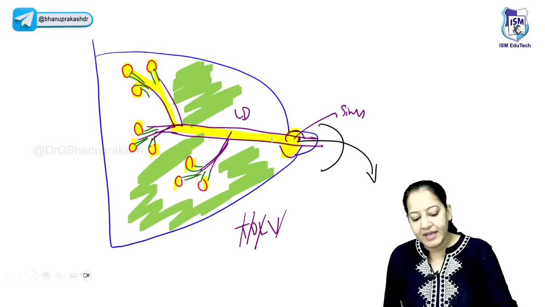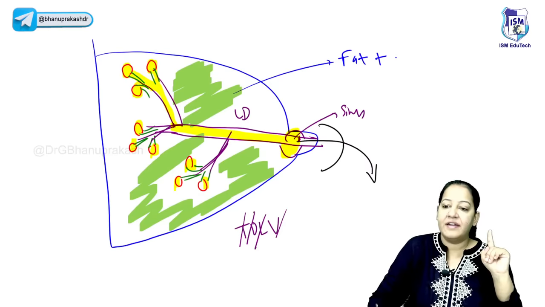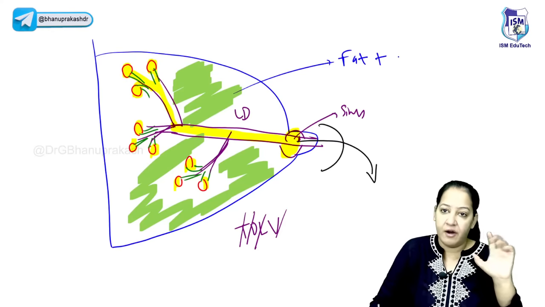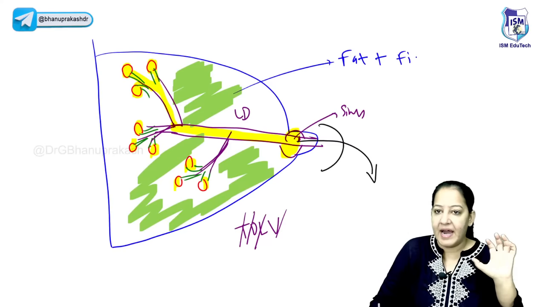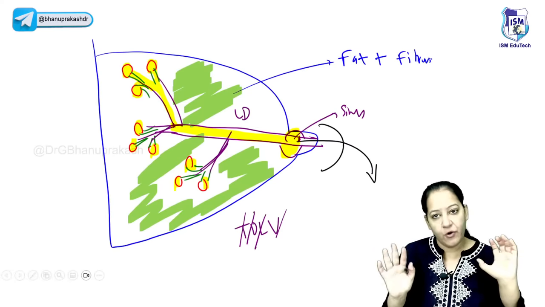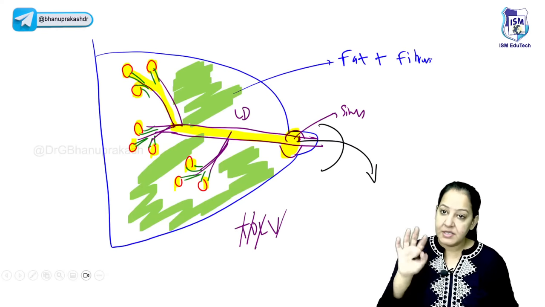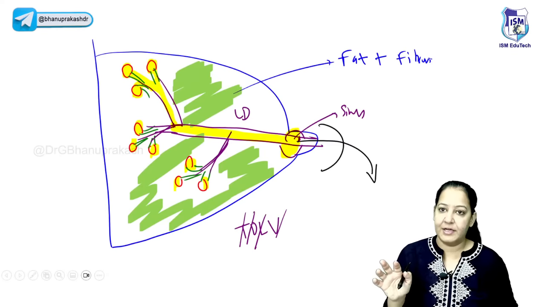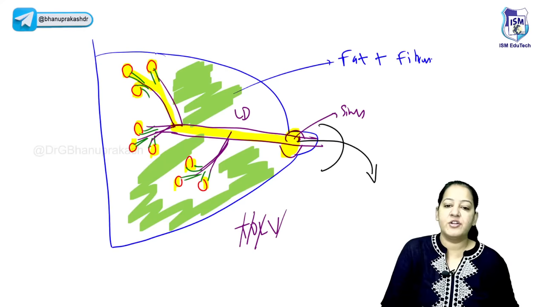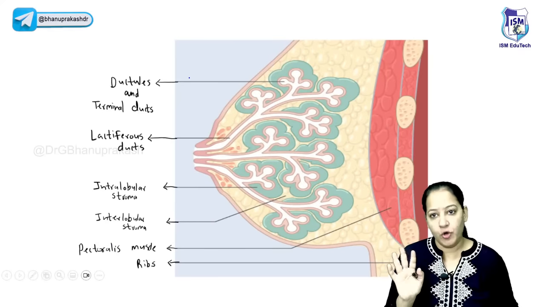The stroma is made up of, number one, fat. It contains abundant fat, and it contains abundant fibrous tissue. So fibrous tissue and fat are present in the stroma. You got the normal structure. If you got the normal structure, let me come to the tumors. So this is the normal structure of the breast, as I told you. And each breast is divided into multiple small lobes, approximately 15 to 20 lobes.